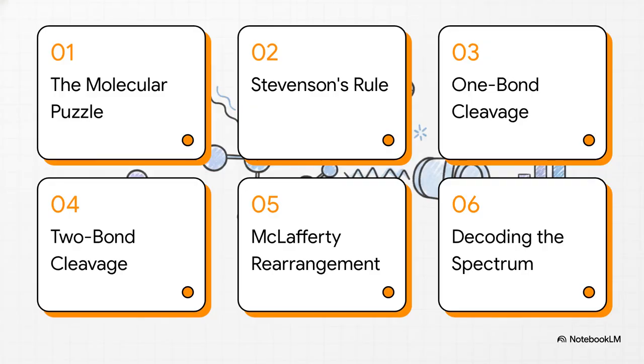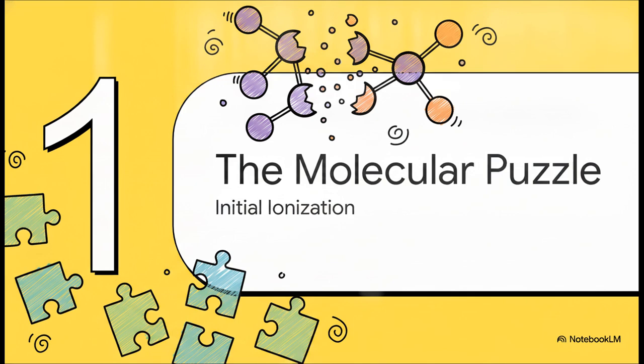Here's our roadmap for today's explainer. First, the molecular puzzle. Second, Stephenson's rule of stability. Third, one-bond cleavage mechanisms. Fourth, two-bond snaps and eliminations. Fifth, the Michel-Faraday rearrangement. And finally, decoding the mass spectrum. Let's get into it. Okay, Section 1, the molecular puzzle.